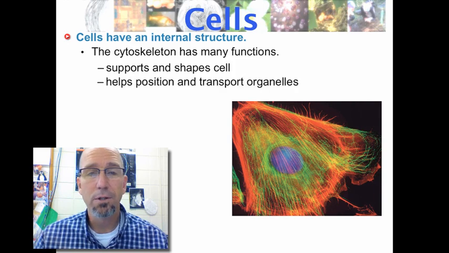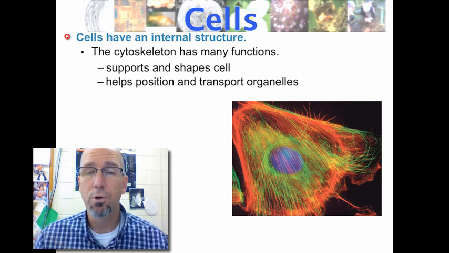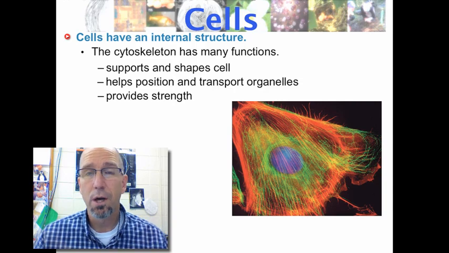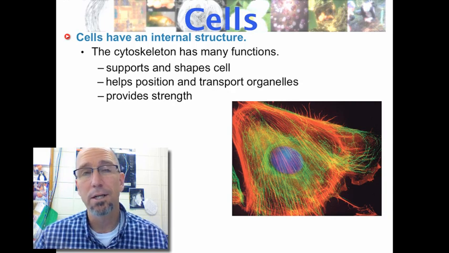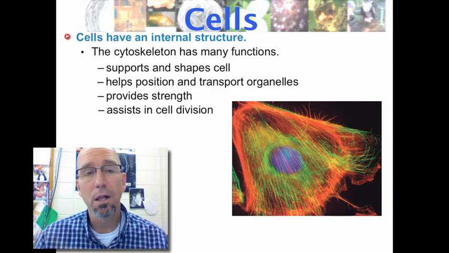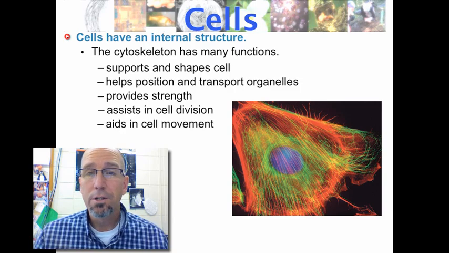So we have the cytoskeleton, which does things like holds the positions and transports organelles around the cell. It provides strength to the cell, so it actually supports the cell. It's not just a bag of membrane. There's actually proteins that are acting like a scaffolding, holding the cell up. It helps in cell division, and it also aids in cell movement.